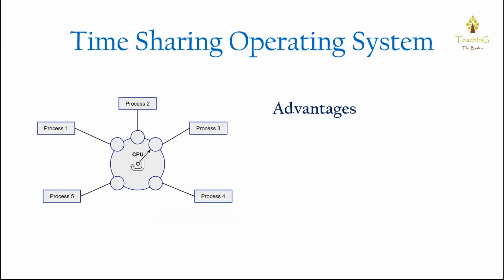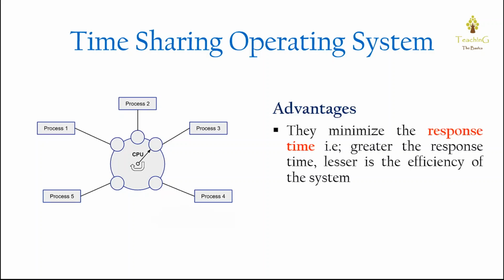Okay. So what are the advantages of a time sharing operating system? They minimize the response time. That is, the greater the response time, the lesser the efficiency of the system. And the next one is they reduce the CPU idle time. As it goes on and on, the CPU utilization is good, and the CPU gets very little or no idle time.